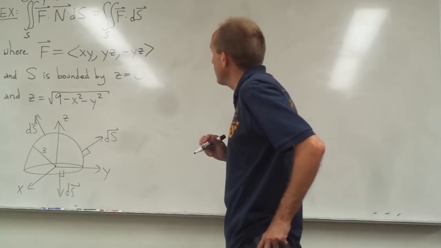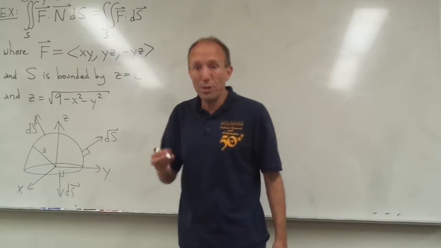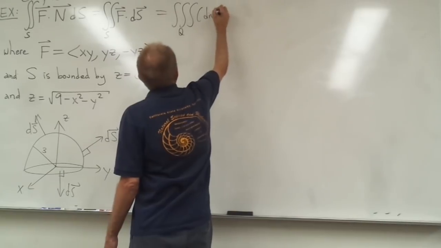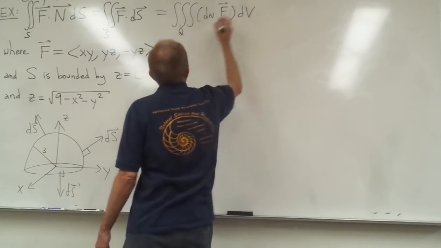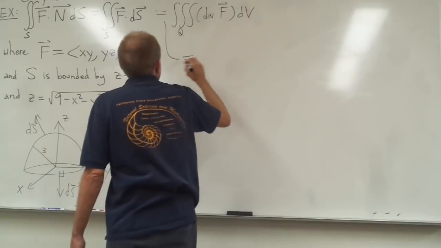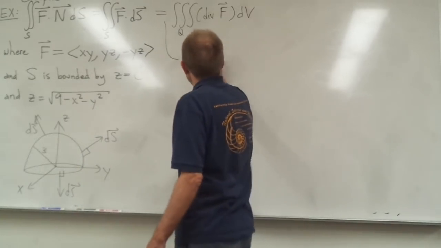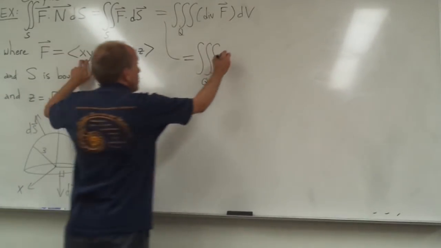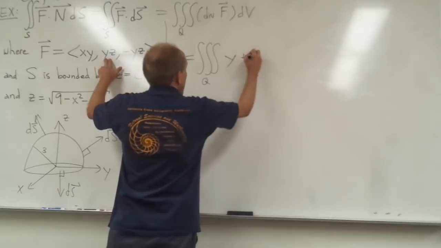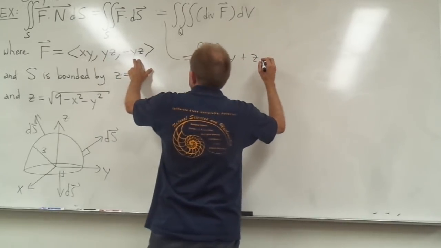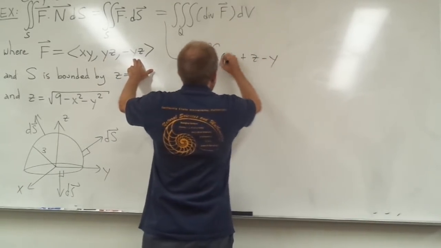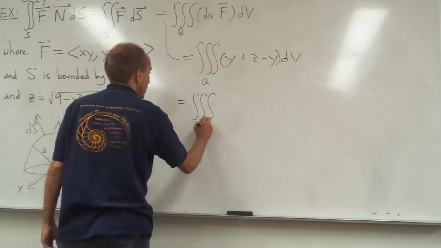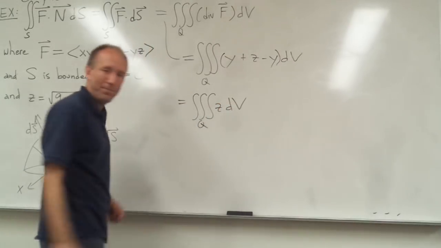This is just a hemisphere. So I'm going to use the divergence theorem. So this is going to equal the triple integral over Q of the divergence of F dV. Okay. This is going to equal, let's calculate the divergence right now so we know what that is at least. So the partial derivative with respect to x here is y. Partial derivative with respect to y is z. And the partial derivative with respect to z is negative y. So we end up getting just the triple integral over Q of z dV. Okay?